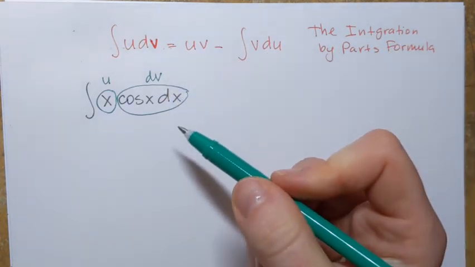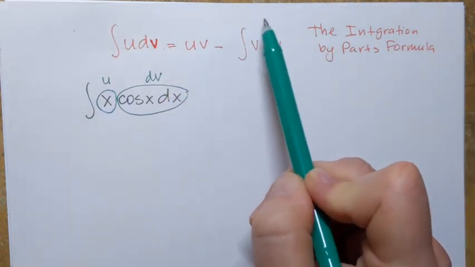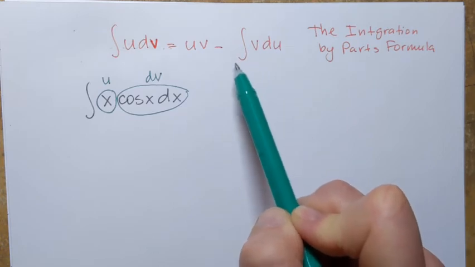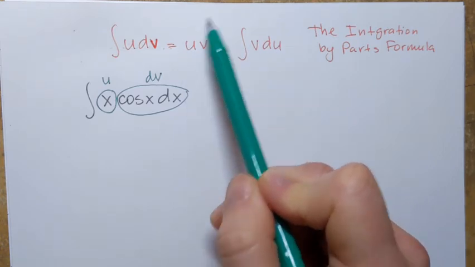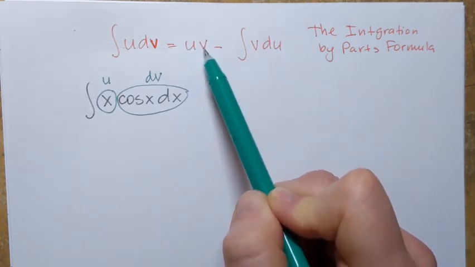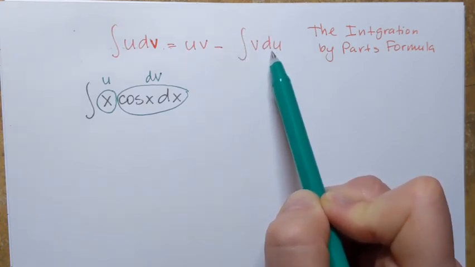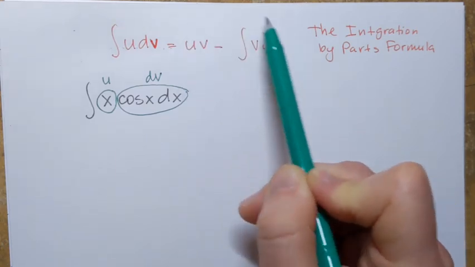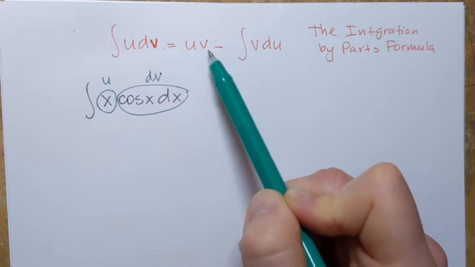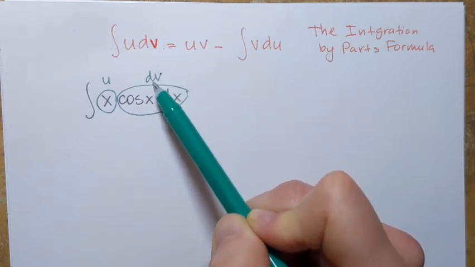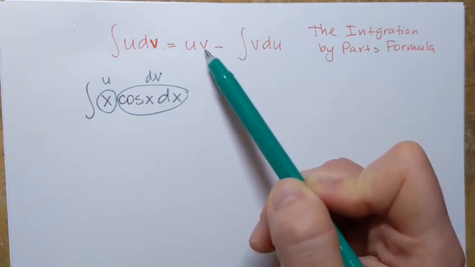Now, our goal is to obtain the right-hand side of this formula, which means we need to find out what the right-hand side is. It's just u times v minus the integral of v du. So to put together the right-hand side, we have to know what v itself is. Knowing dv, how do we obtain v itself? We'll talk about that.